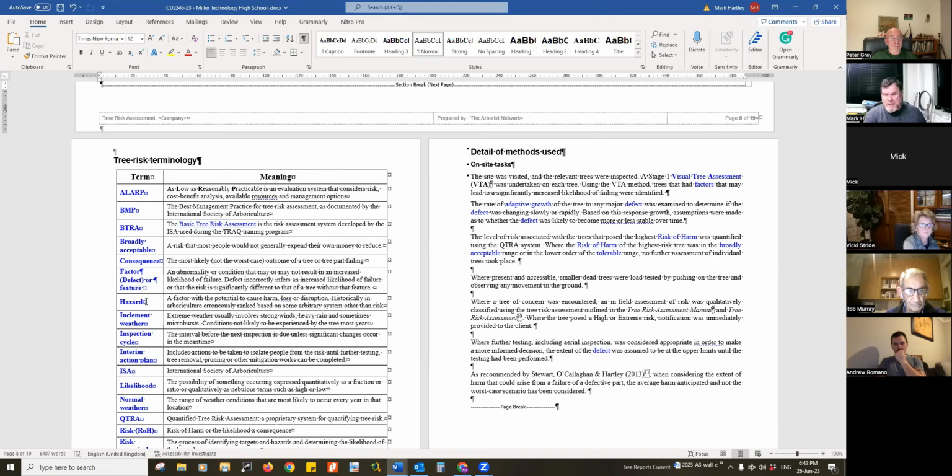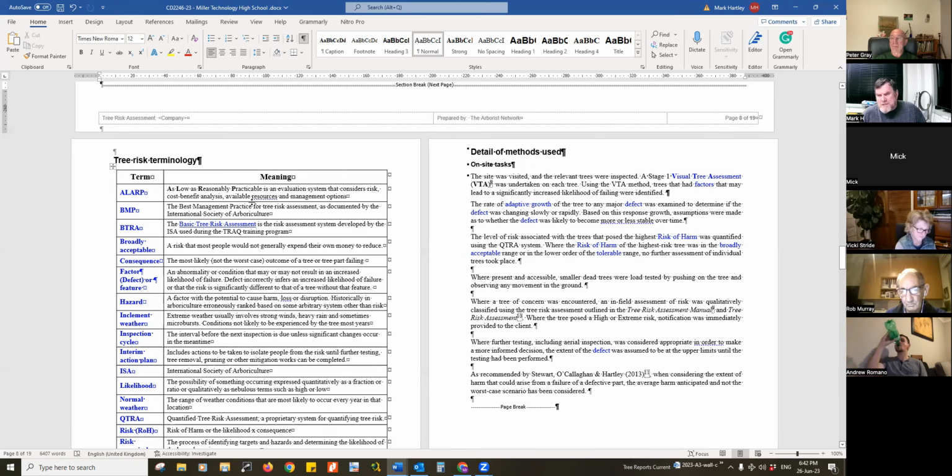So you're not going to get that sort of extreme conditions most years. Normal weather, on the other hand, is a range of weather conditions that are most likely to occur every year in that location. So I'm talking about, today we had strong winds come through, and they were in the range of what I'd expect most years. So that's the normal inspection cycle.